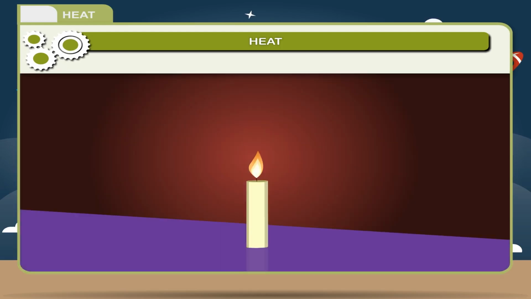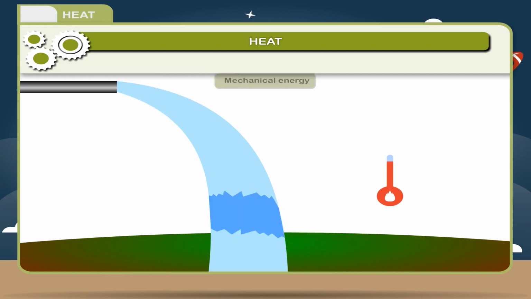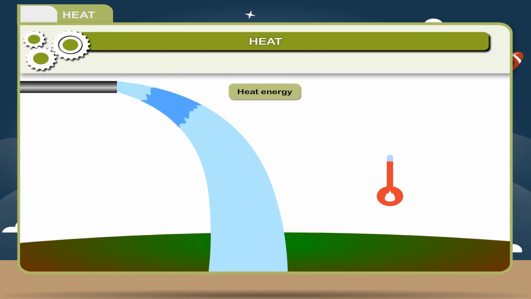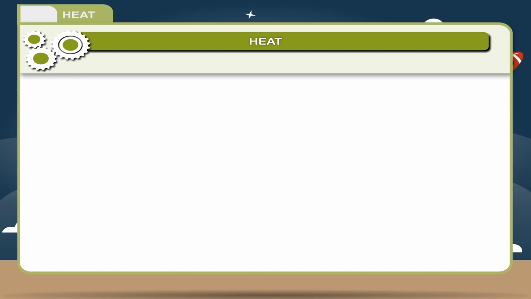Activity. If a candle burns, the chemical energy is converted into heat energy. When water falls from a great height to the earth, its temperature increases. Hence, the mechanical energy is converted into heat energy. When a body is heated, its energy increases, and when it is cooled, its energy decreases.